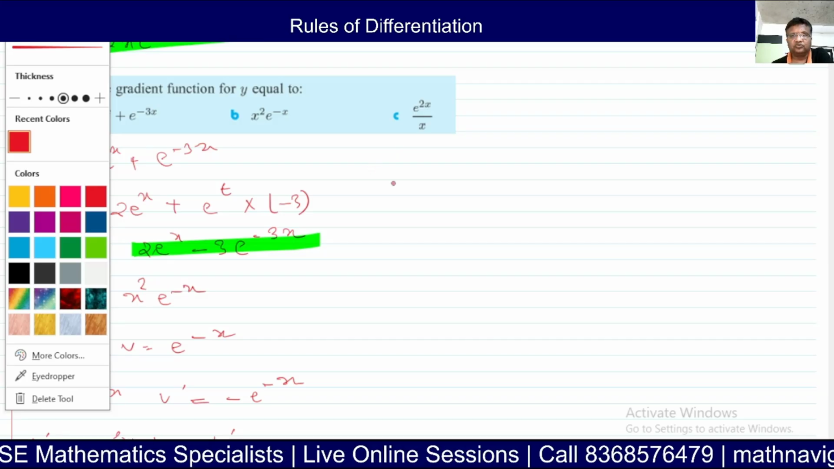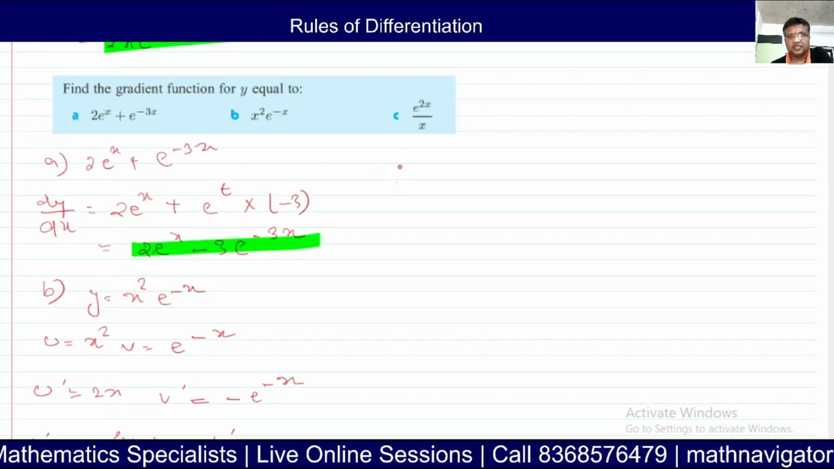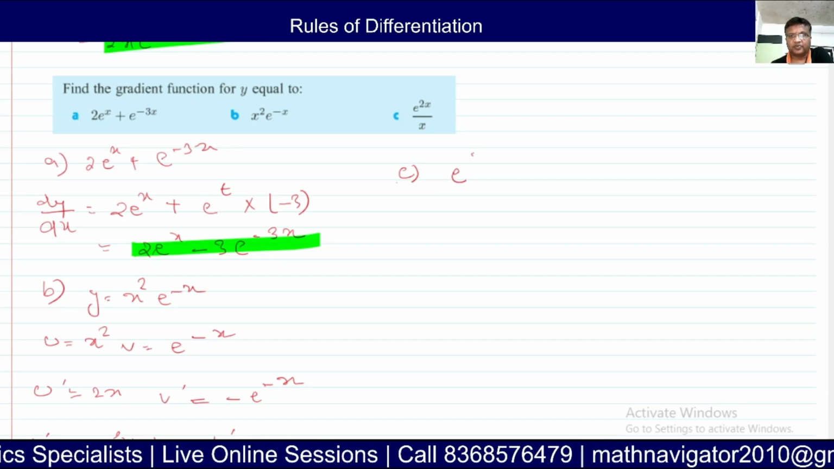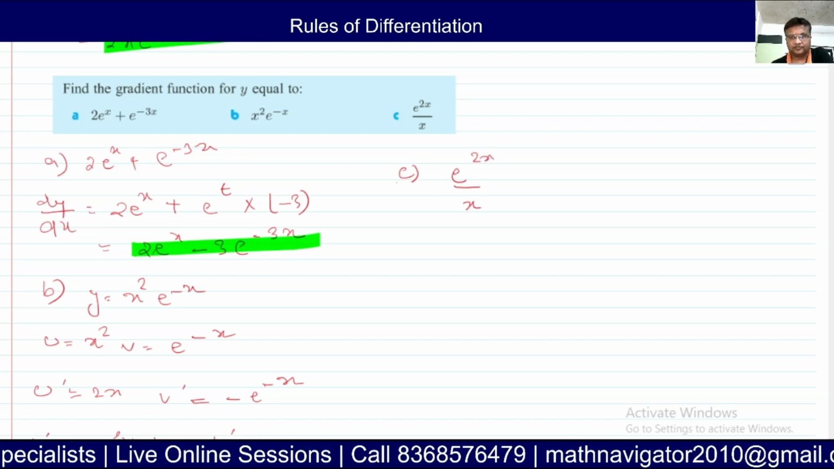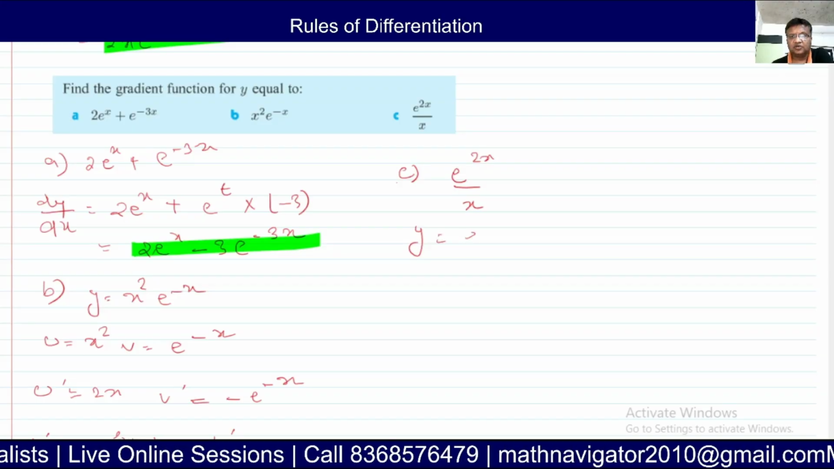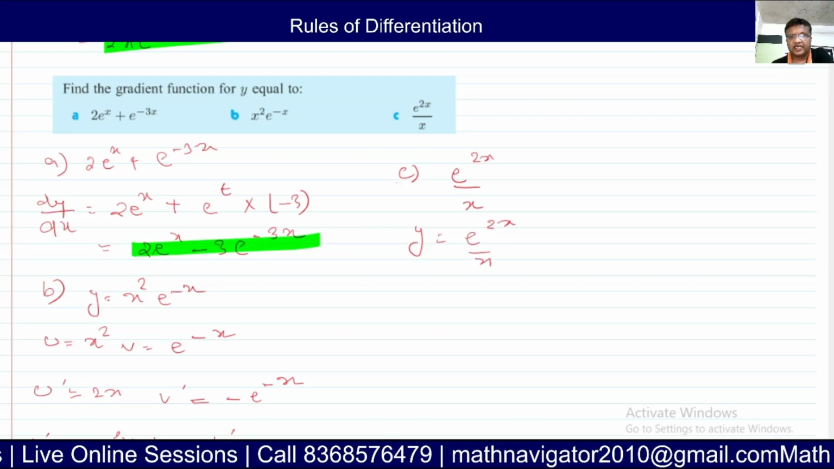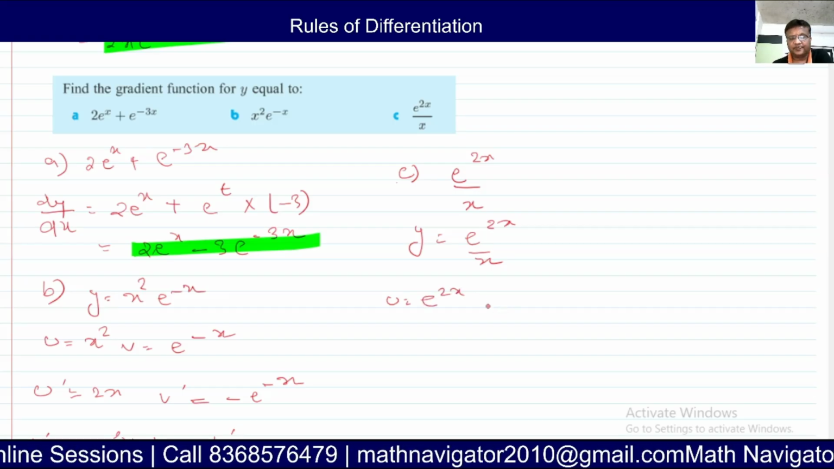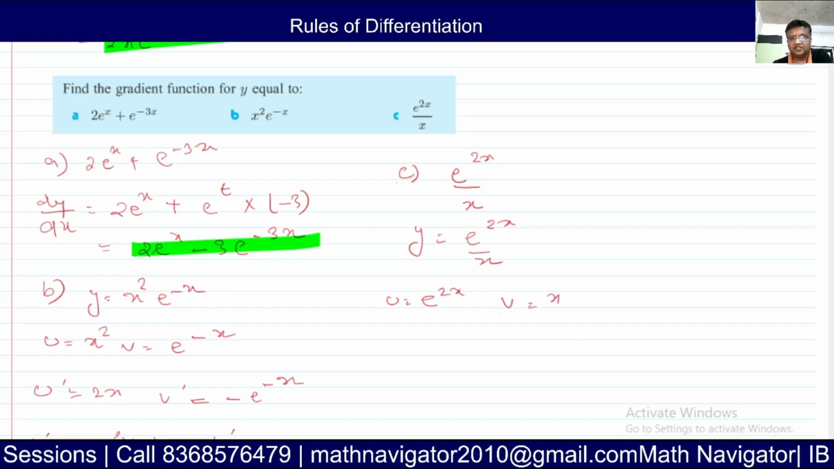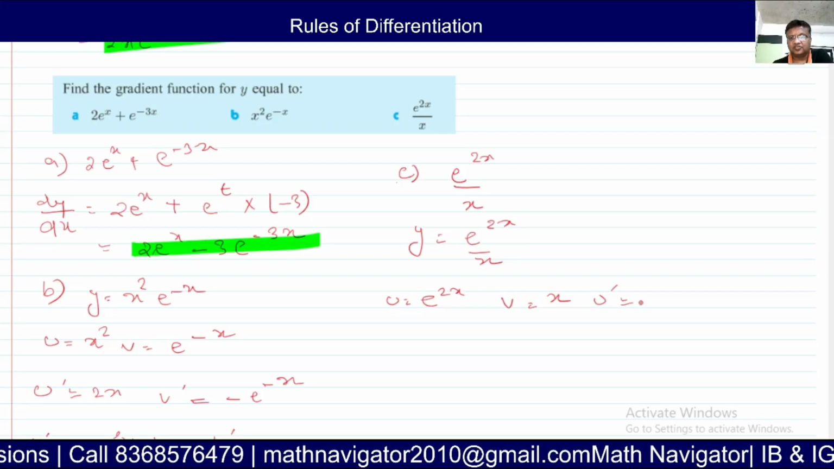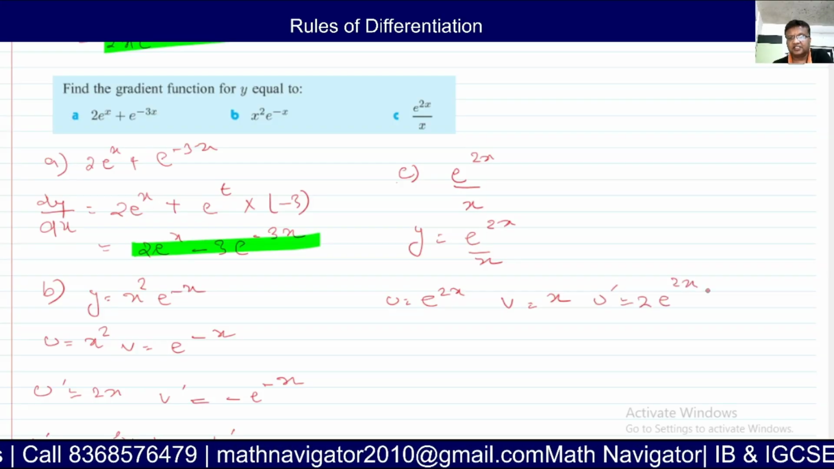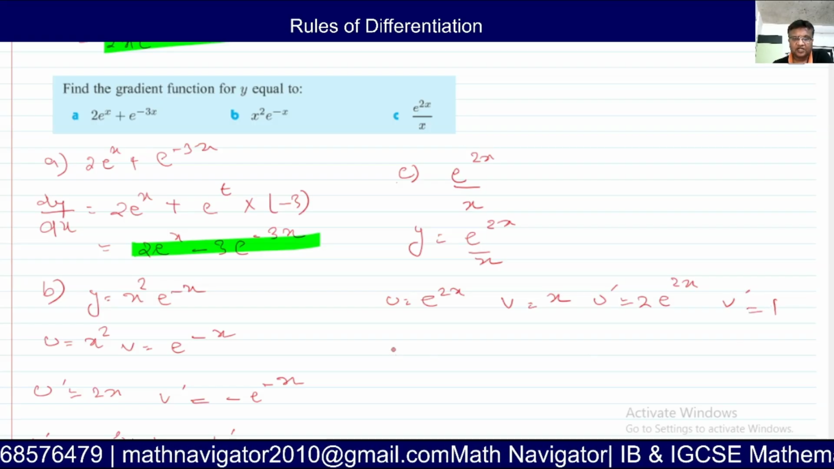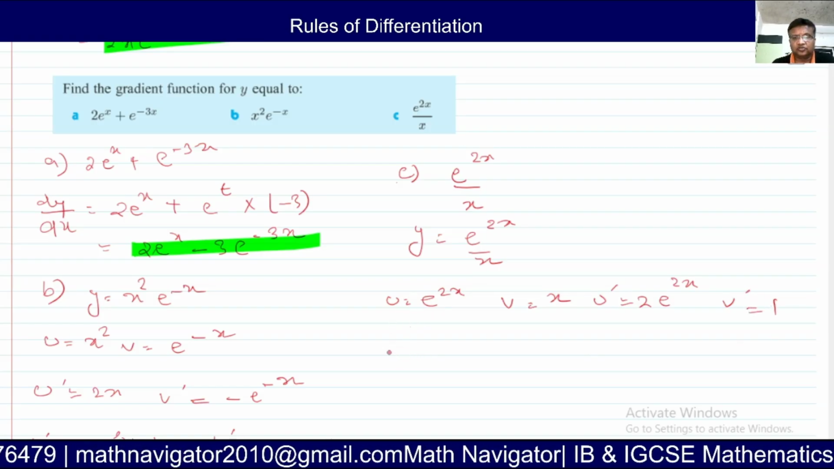Let's move to part C. So my part C is saying e raised to the power 2x divided by x. y is equal to e raised to the power 2x by x. u is equal to e raised to the power 2x, v is equal to x. So u derivative is 2 e to the 2x and v derivative is 1.